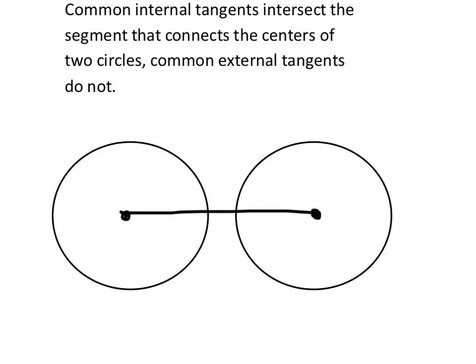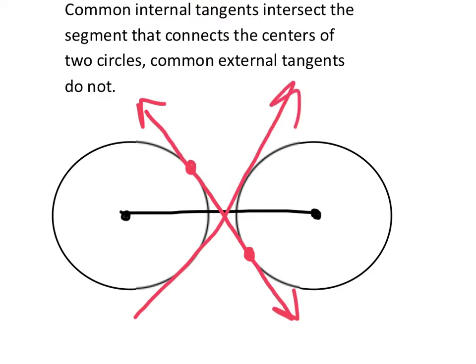So for example, this line here is tangent to two circles, but it intersects at this point. It intersects that line. So this one would be an internal tangent. Another example of an internal tangent would be this line.